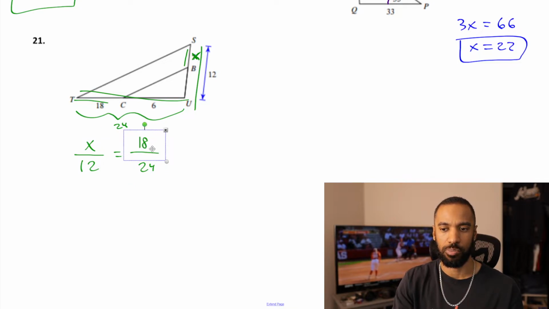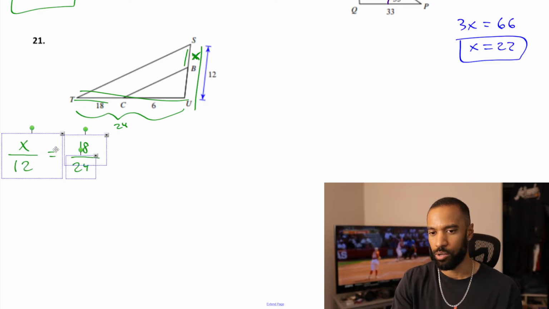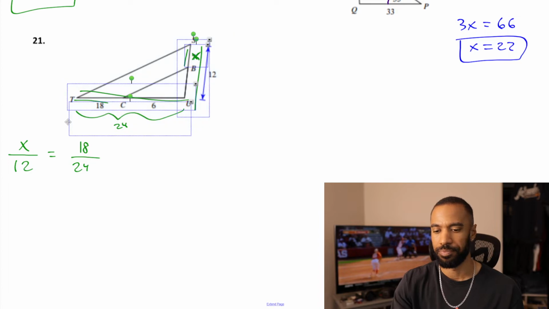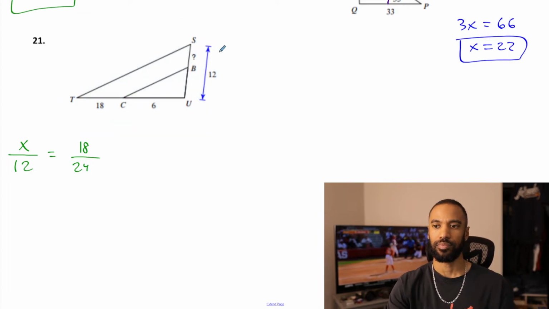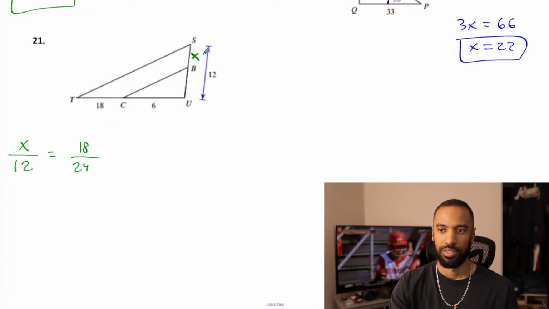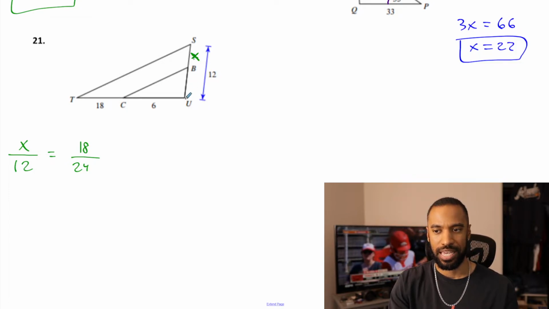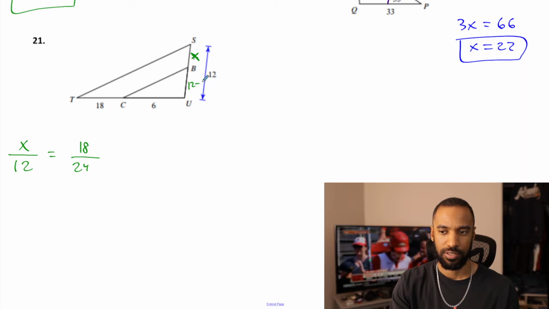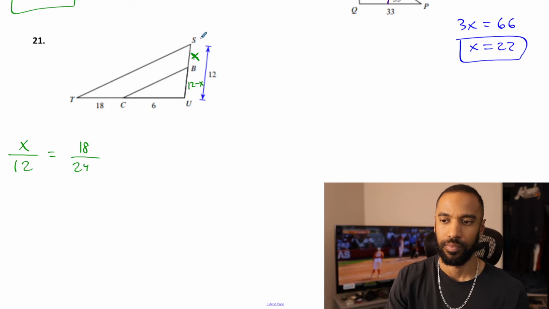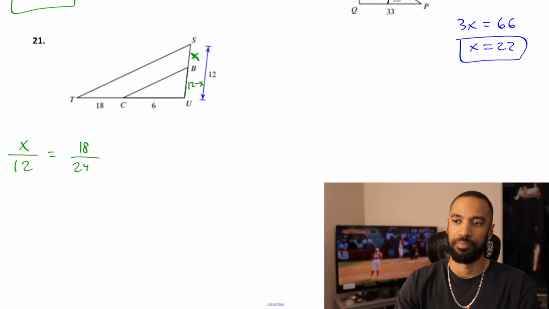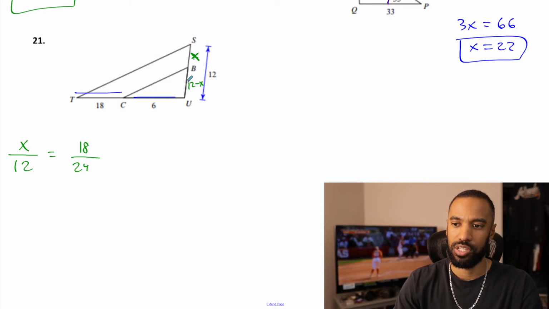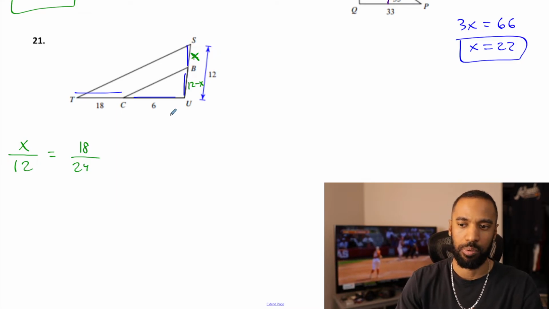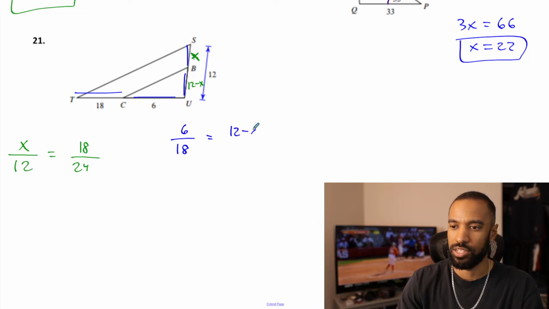Let me show you the side splitter theorem, though, and just show you a different approach in case you run into this other version. I'm still calling this x, but I want to find a length for this. That would be 12 minus x. You take the whole length and subtract that, right? So here's side splitter theorem: this over this equals this over this, also known as triangle proportionality theorem. 6 over 18 equals 12 minus x over x.